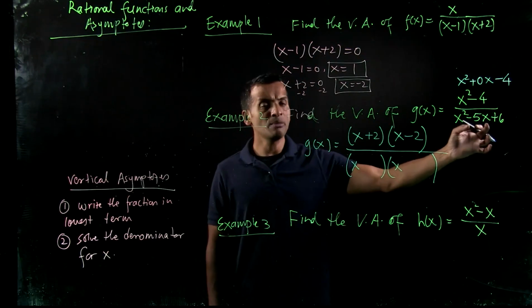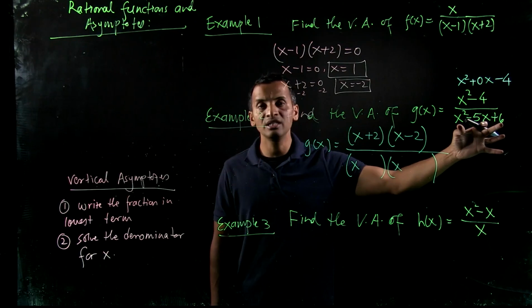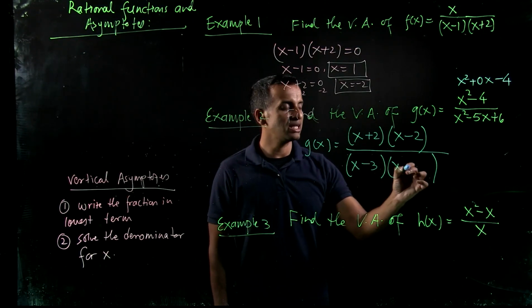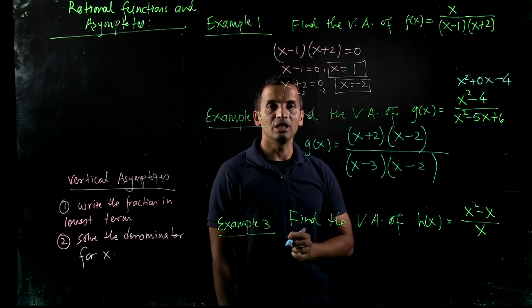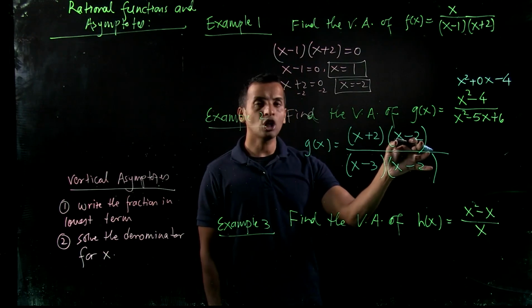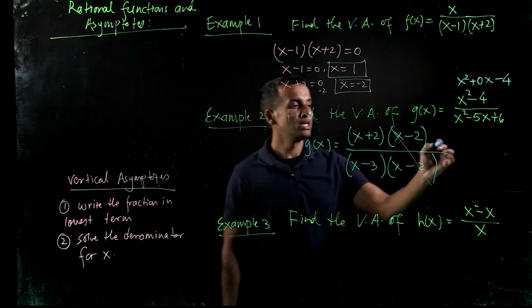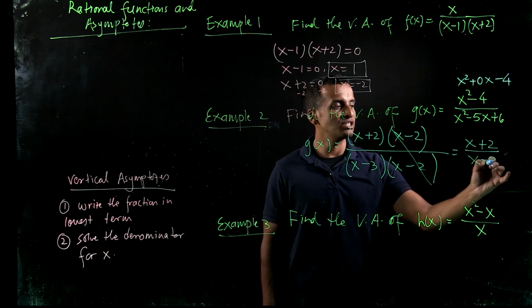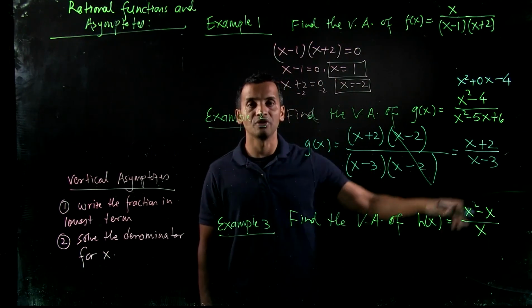Now for the bottom part, we need two numbers whose sum is negative 5 and the product is positive 6. What are those? It will be negative 3 and negative 2, because the sum is negative 5 and the product is positive 6. Now here you can see that there is a common factor in the numerator and denominator. If you cancel that, what is left? It is x plus 2 over x minus 3, right? And this is the lowest term. There is nothing common there.